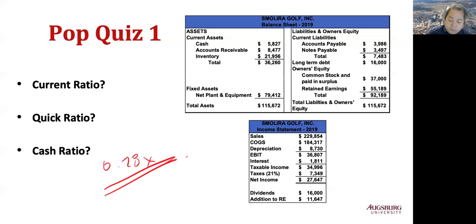The current ratio is 4.85, the quick ratio is 1.91, and the cash ratio is 0.78.